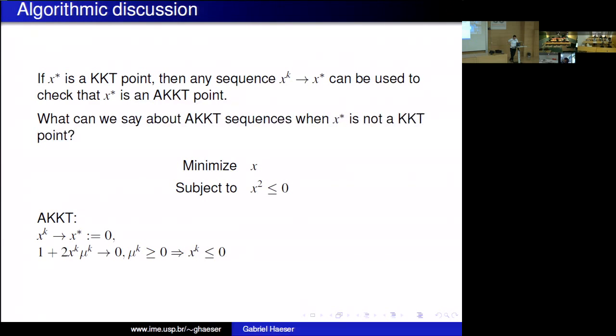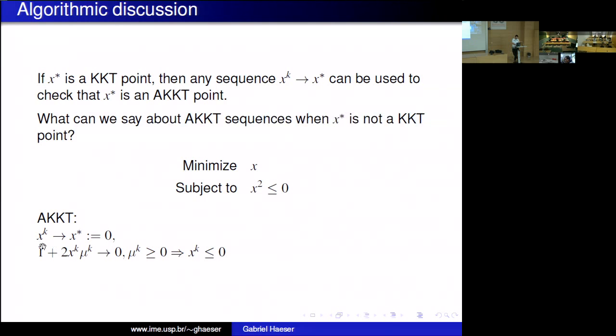The picture is a little bit different when we don't have a KKT point. So when X star is not a KKT point, what can we say about this approximate KKT sequence? Let's look at a very simple problem. We have to minimize x subject to x squared less than or equal to 0. There is only one feasible point, it's 0, and it's the global solution.